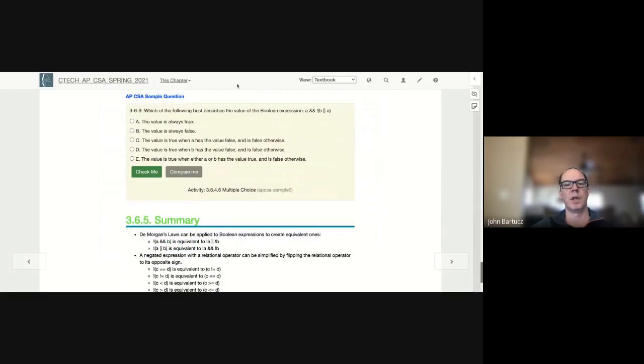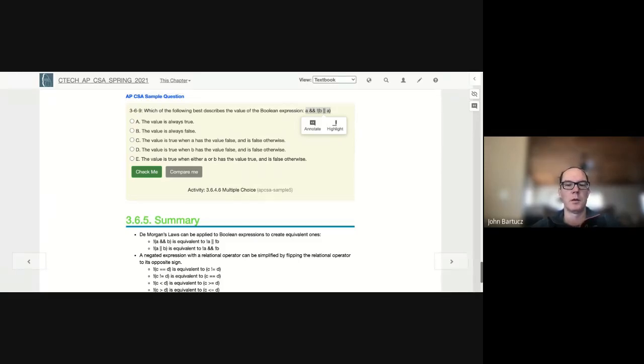Here's a good example of an AP question. Which of the following best describes the value of the expression A and not B or A? All right, so I'm going to put this in here, and I am going to make a truth table because that's the easiest way, A and B. I can do it in whatever order I want, as long as it covers all possibilities.